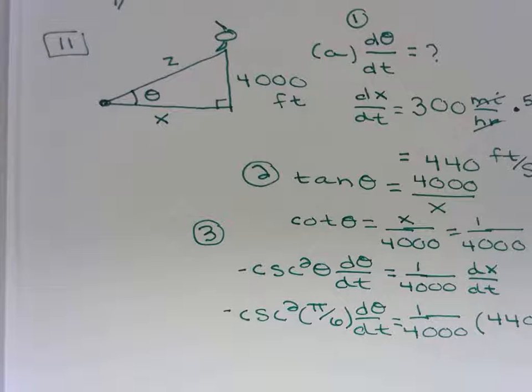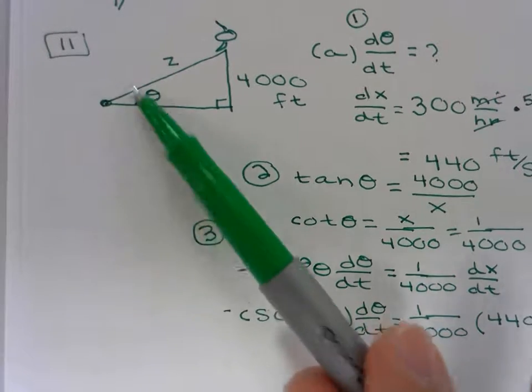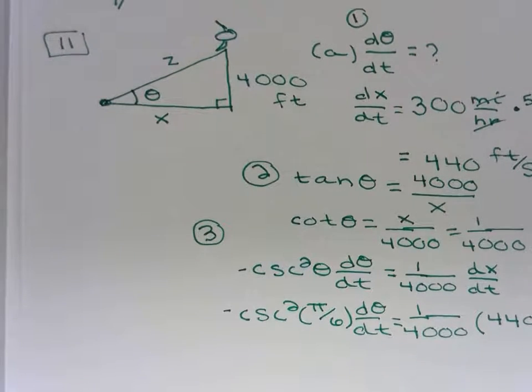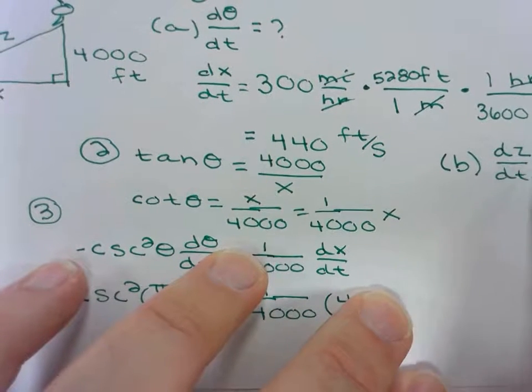So I'm looking for not d theta, because I'm looking at how the distance is changing between the observation point and the airplane. So what represents the distance between the observation point and the airplane? dz. So for part B, I'm looking for dz over dt.